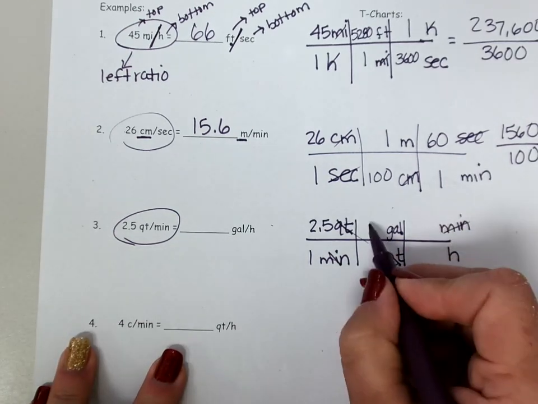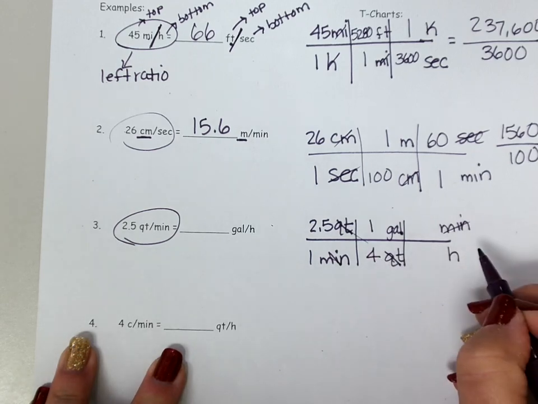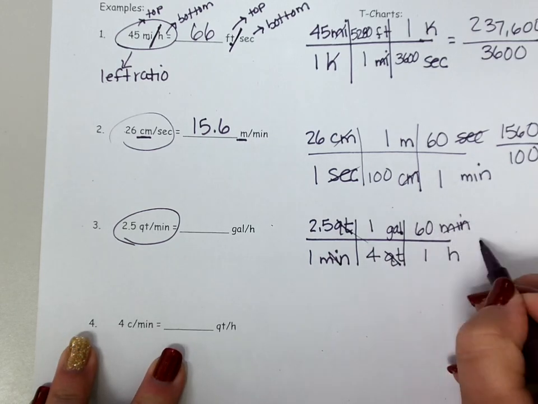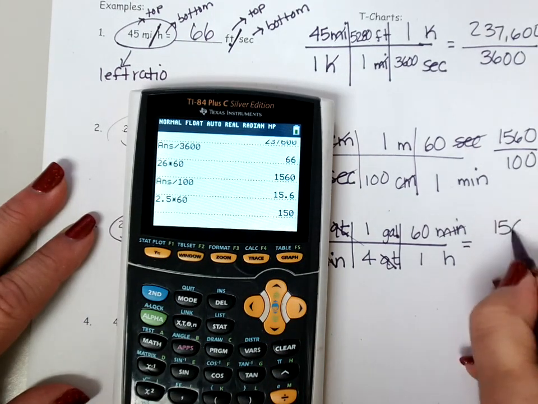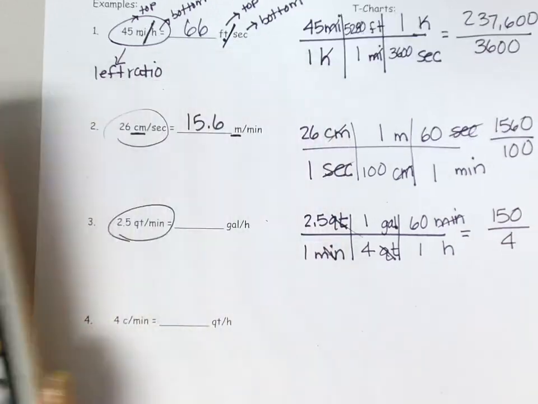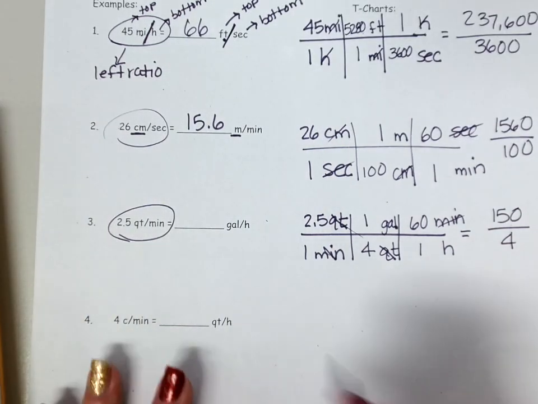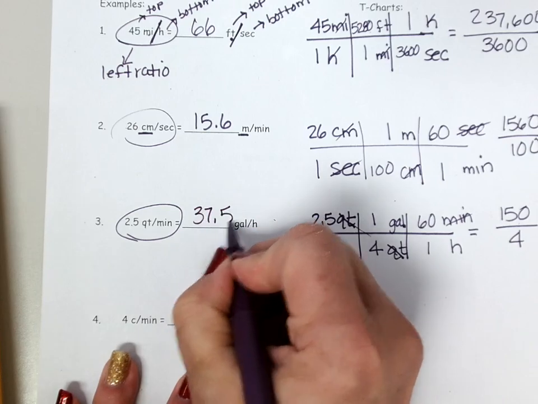So gallons and quarts. We said 1 gallon, 4 quarts. 1 hour is 60 minutes. So then I take my calculator, 2.5 times 60. I get 150 on the top. 1 times 1 times 4 is 4. When I divide that, I get 37.5.